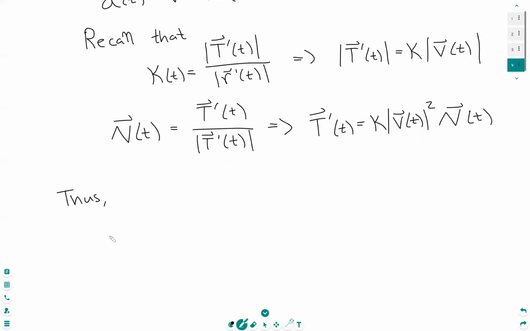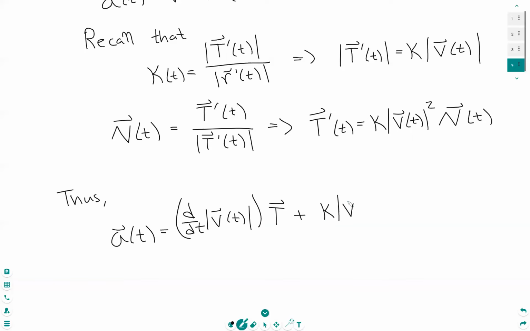Thus, we can write our acceleration vector as the derivative of speed in the T direction plus the curvature times the speed squared in the N direction.